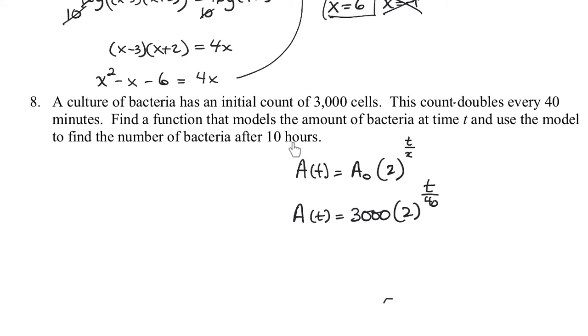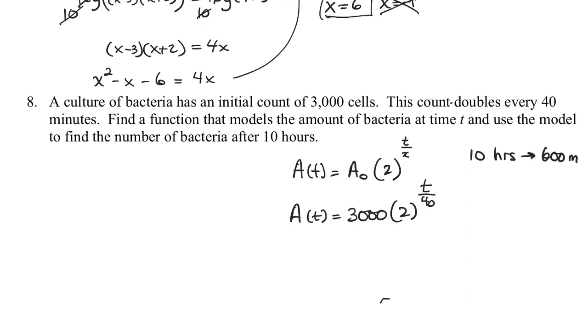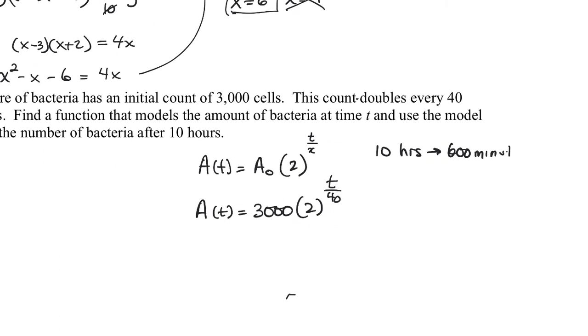Now 10 hours is a measurement of time. Measurements of time go in place of t. However, our doubling time is in terms of minutes. It doubles every 40 minutes. So whatever value we place in for t also has to be the same unit of measure, or unit of time, as our doubling time. So 10 hours is 600 minutes. So 600 minutes is what's going to go in place of t.